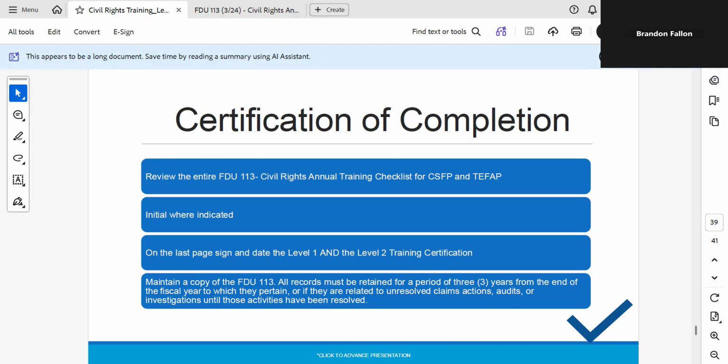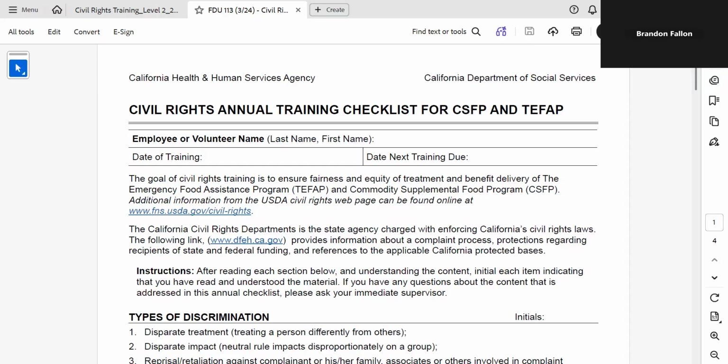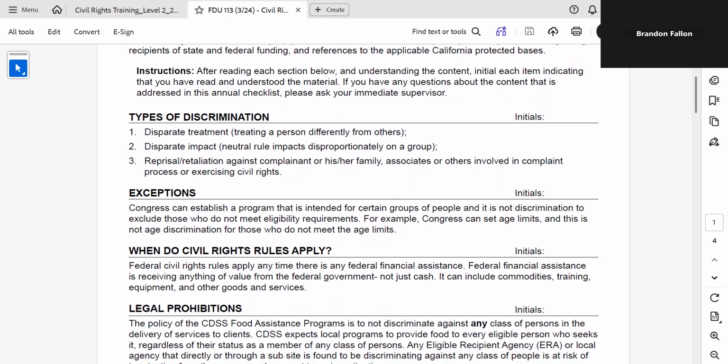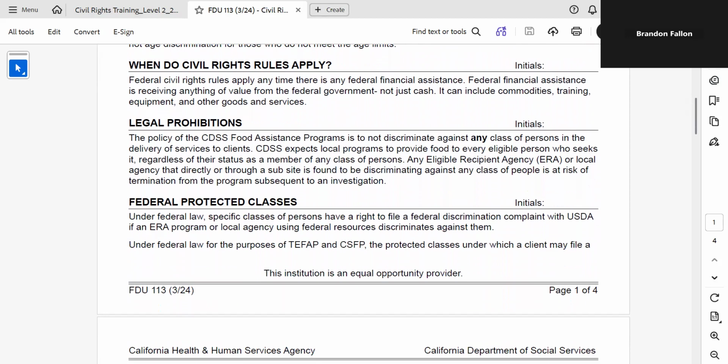We're going to pull up the form so you can get a look at it. Hello, here's a copy of the Civil Rights Annual Training Checklist that you can print separately from this email, or if you don't have access to printing, pick it up on your next day volunteering and we'll have them for you to initial and sign here at the warehouse. Simple questions, the types of discrimination, and then you can read through these different types and then initial it. The same thing goes for all of these questions.